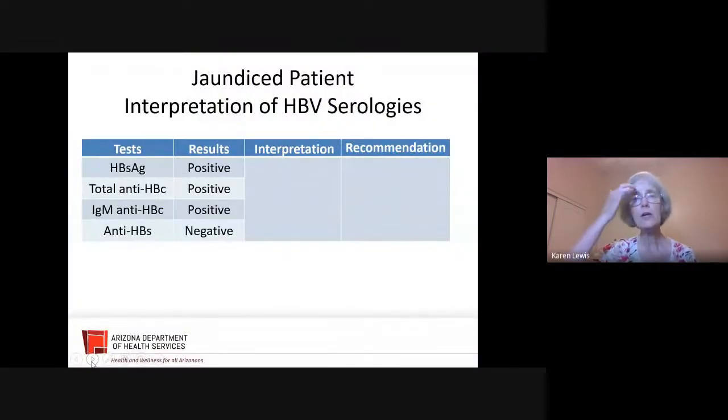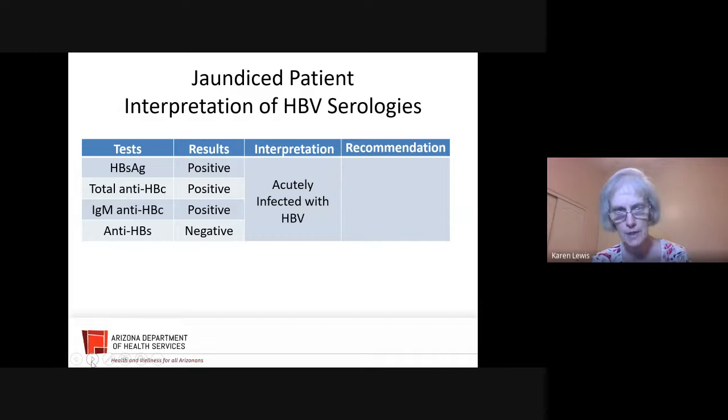Okay, so let's look at a jaundice patient with hepatitis B serologies. So someone is surface antigen positive, and also both IgM and IgG are positive for antibody to hepatitis B core antigen, while the antibody to hepatitis B surface antigen is negative. What is the interpretation? They're acutely infected with hepatitis B.